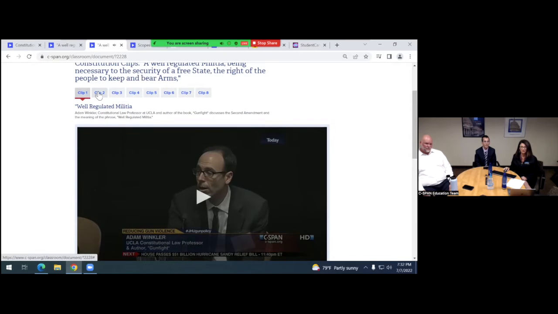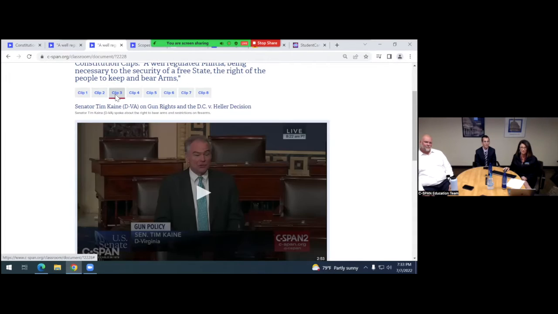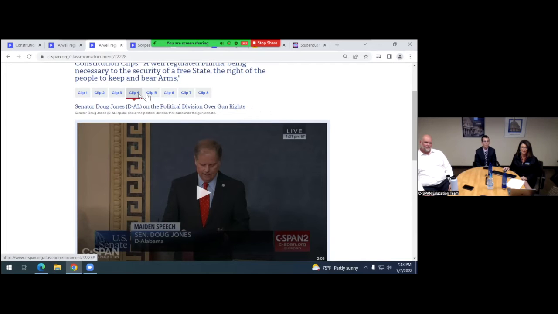And then we can take a look at just some of the other ones quickly, just to scroll through them. If you want an example, the president of the Brennan Center for Justice at NYU School of Law, Michael Waldman, talking about the original intent of the Second Amendment and the right to bear arms. We have Senator Tim Kaine, so you have the Democratic perspective as another side of this debate, and it continues on.